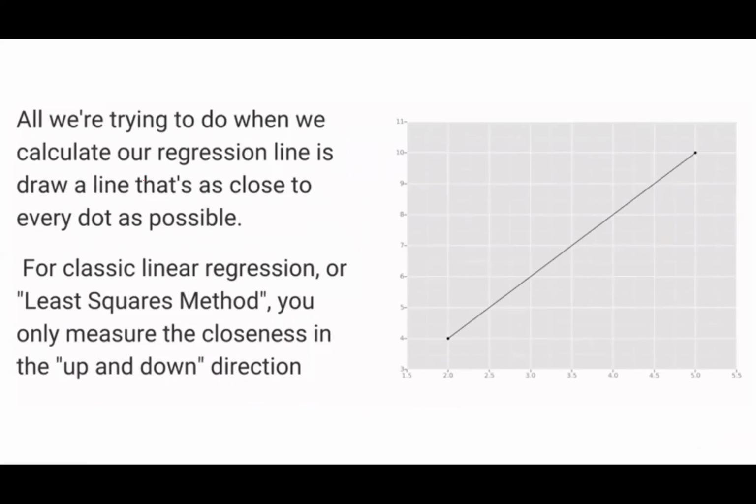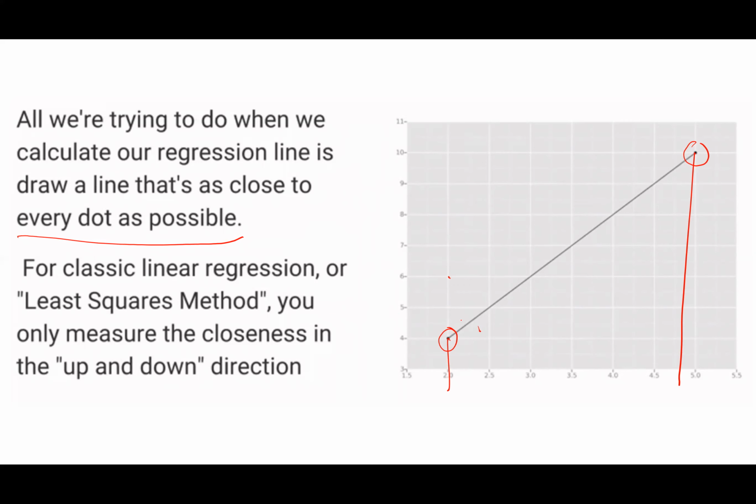So all we're trying to do is calculate a regression line, and we draw a line that's as close to every dot as possible, right? So basically, if I have one person here and one person here, and I am studying their height and their sons' height relationship, and I just have two points and want to fit a line through this distribution. Suppose this is my whole distribution of two points.